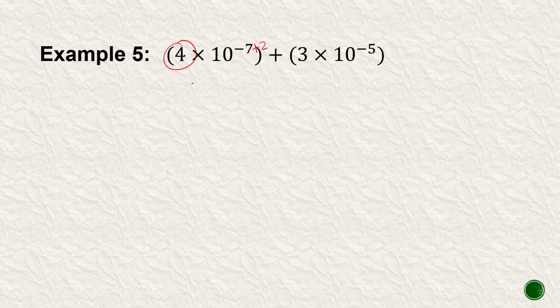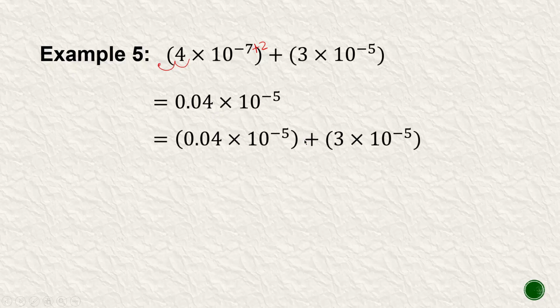Once you do that, you need to make some adjustment with the 4. Since we added 2 there, we need to move the decimal point twice to the left side. So now it will become 0.04 times 10 raised to negative 5 plus 3 times 10 raised to negative 5. Now since the 10 raised to negative 5 is the same on both sides, now we can simply add them. So that's 3.04 times 10 raised to negative 5.